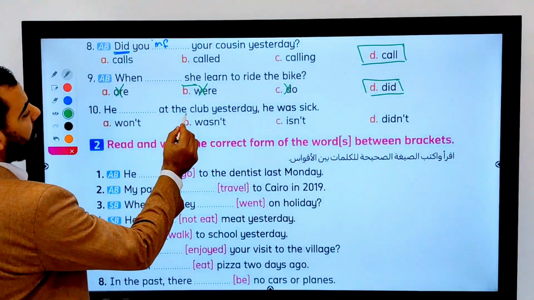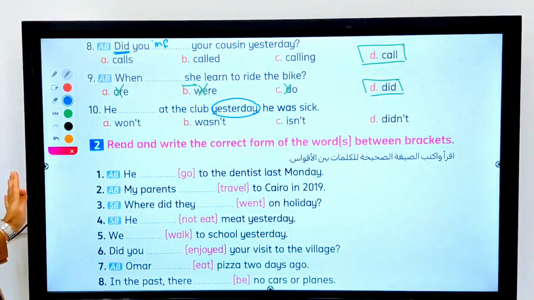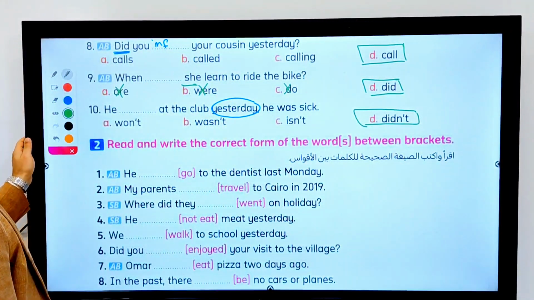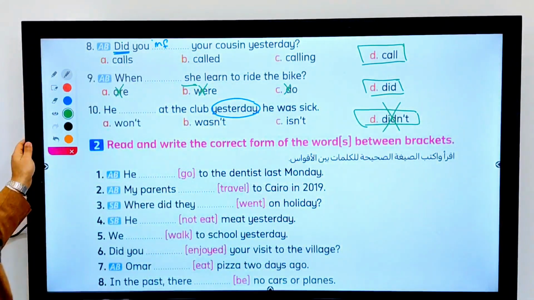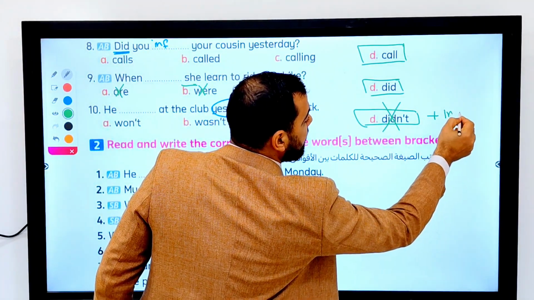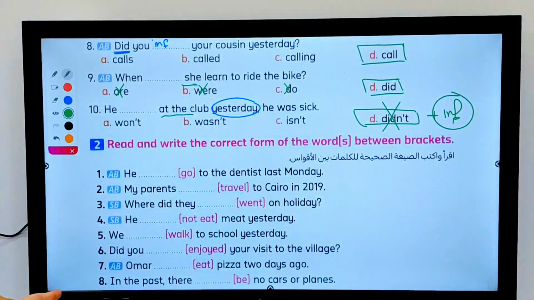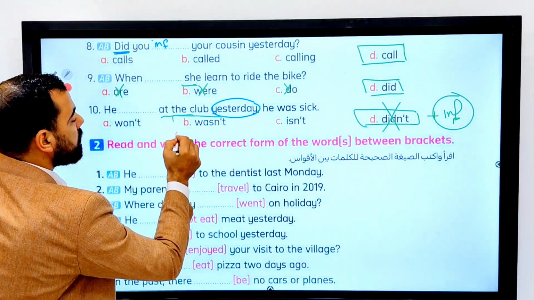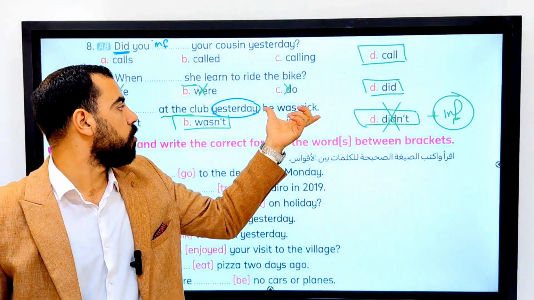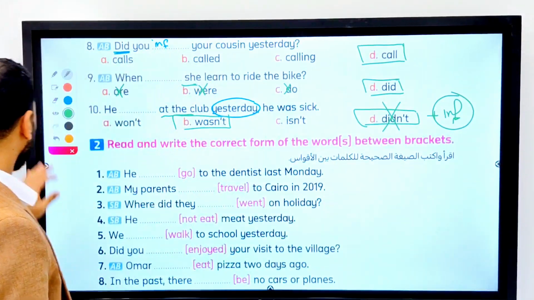He wasn't at the club yesterday. Yesterday he was sick. We can't use didn't, because after didn't we need an infinitive, and there is no infinitive in the sentence. So what can we use in the past? Wasn't. He wasn't at the club yesterday because he was sick. Let's move to this part.